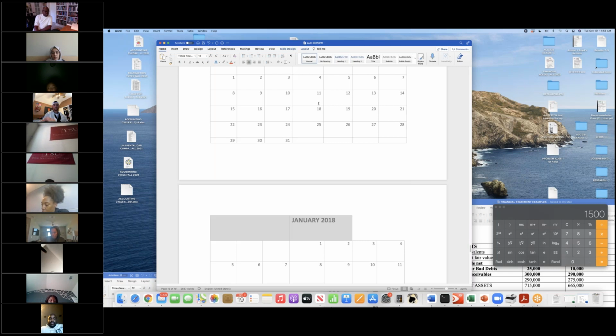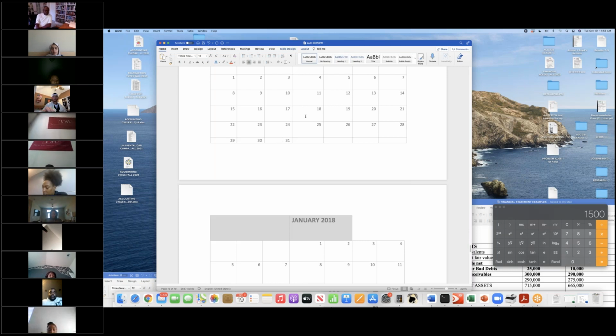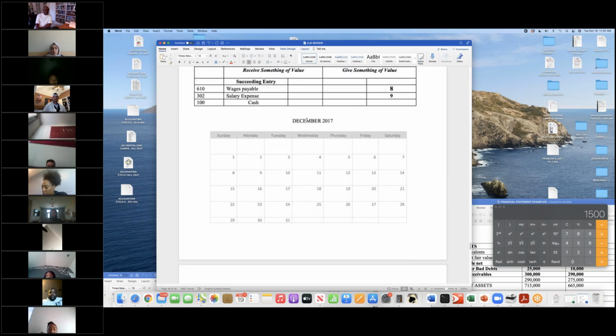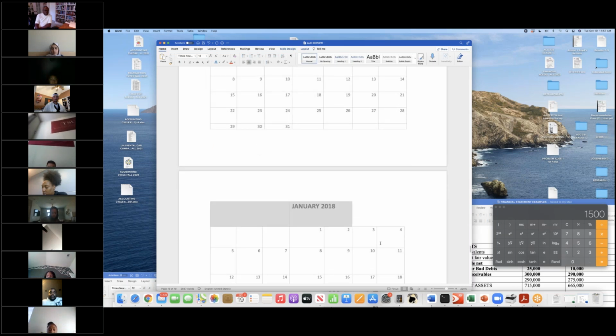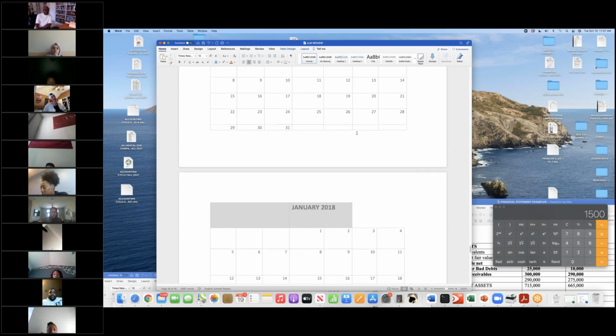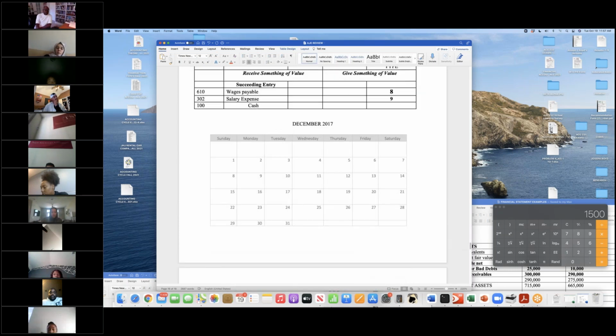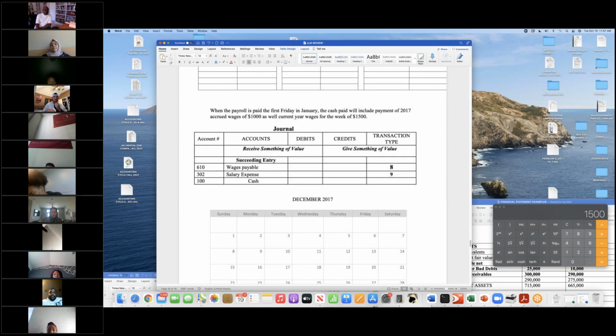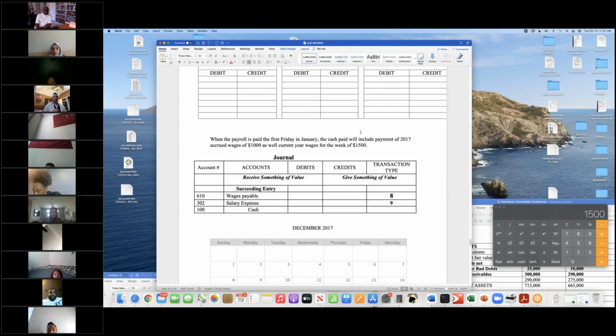These workers have worked and generated revenue, so we have to put these 2 days' worth of work into the expenses for 2017 by adjusting entry. They won't be paid until this Friday, but those 2 days' worth of expenses have to be placed in 2017 by adjusting entry. So let's look at this one.